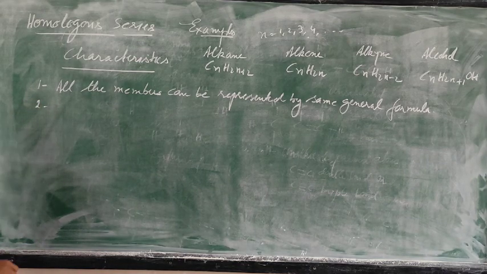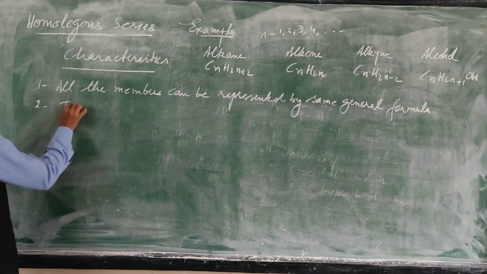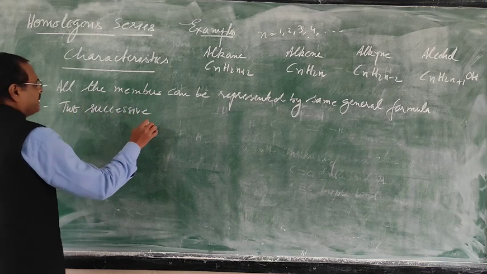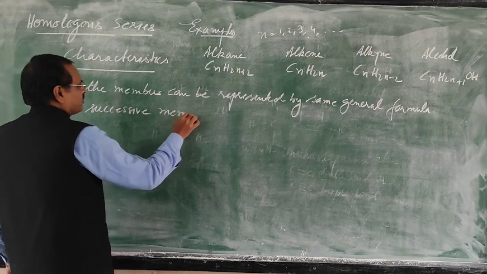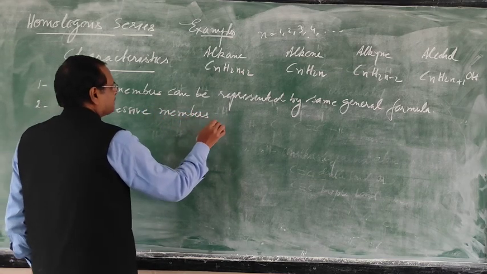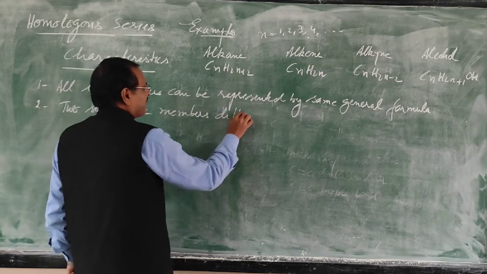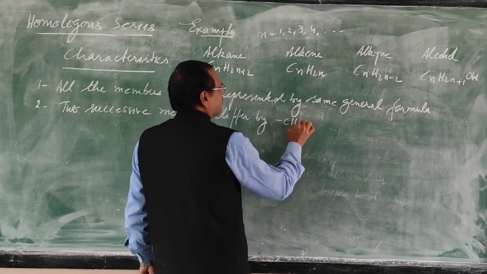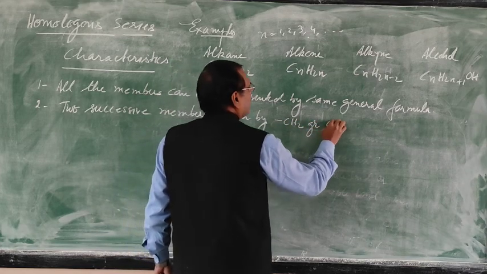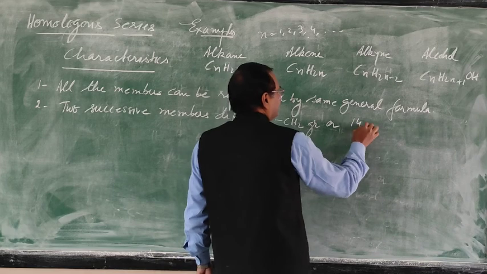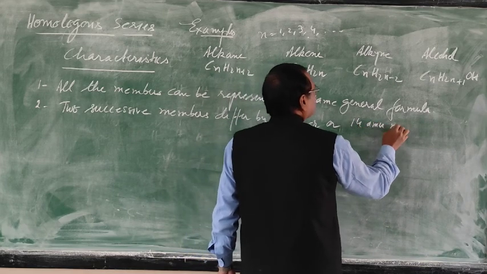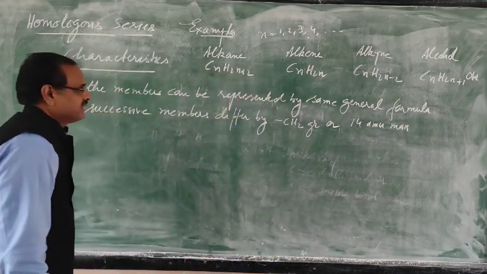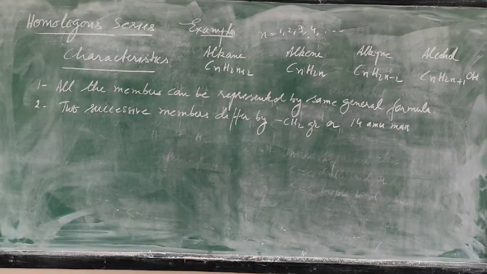Then second point, two successive members differ by a CH2 group, which is 14 amu. If you take any two successive members, the difference will be either a CH2 group or 14 amu.